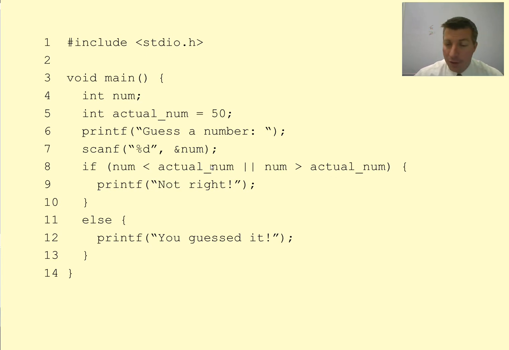The only time that both of those conditions will be false is if actual num is equal to num. So if the user typed in 50 for num, I would say, is 50 less than 50? No, it's not. That's false. Or is 50 greater than 50? It is not. That is false. False or false is false. I will not get into my if statement. I'll jump down to my else statement and then print out, you guessed it.